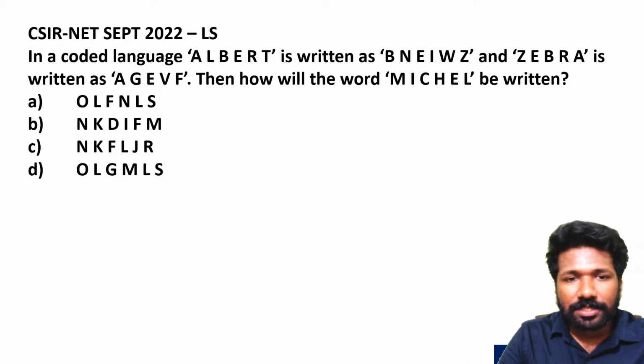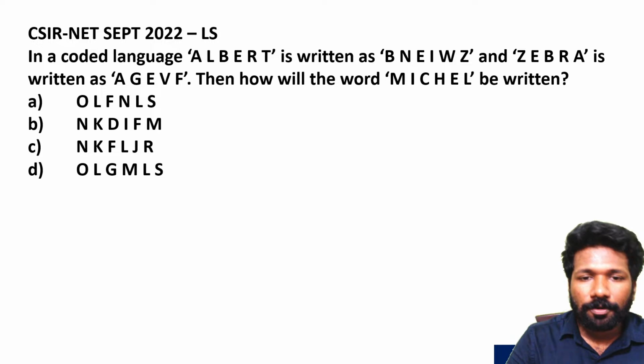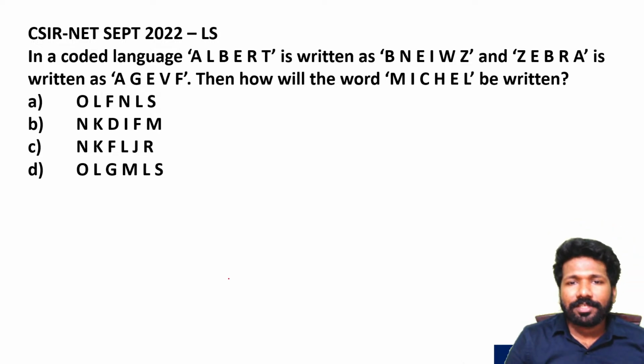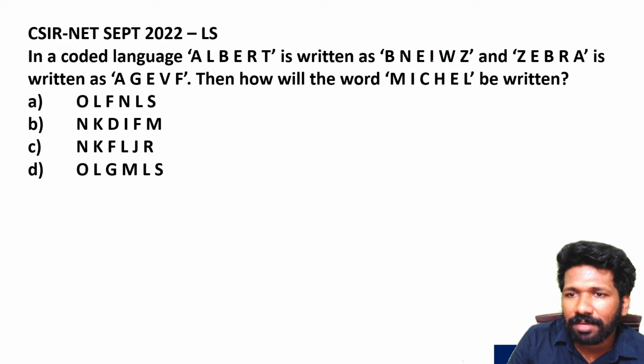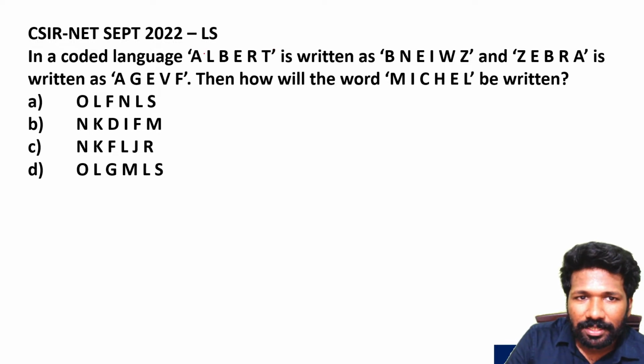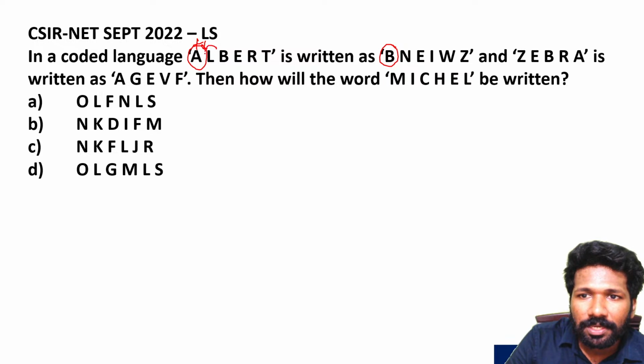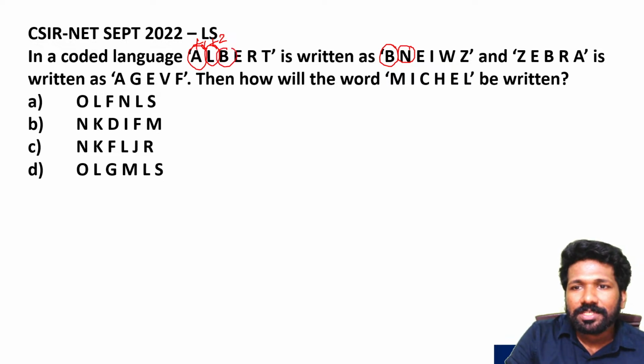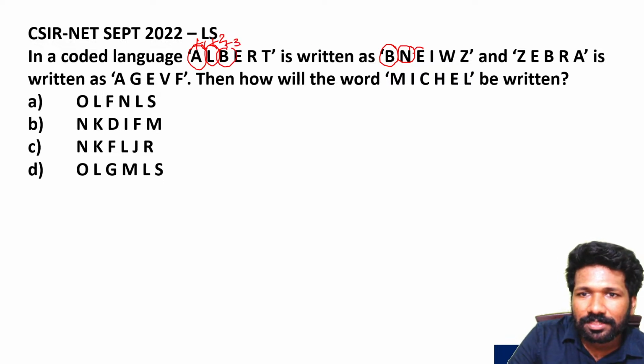Okay, so let us discuss. Some of you already got it. In a coded language, Albert is written as BNEWZ. A, B, that means A plus 1 is B. L, M, N, so L plus 2 is N. B, C, D, E, so B plus 3 is E. Similarly, E plus 4 is I. Similarly, R plus 5 is W. Similarly, T plus 6 is Z.